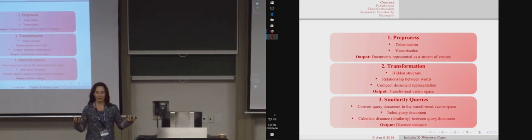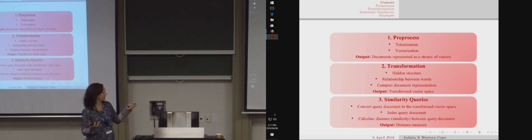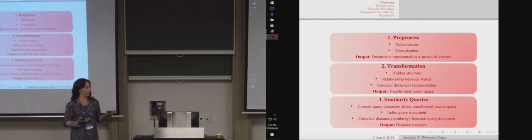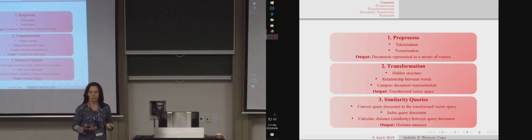So once we have our documents represented as a stream of vectors, then we can look at transformations. And this is where we want to find the hidden structure of the documents. We want to understand the relationship between the words in our corpus. And we want a compact document representation. So we want to go from a high-dimensional space of document representation to a compact space of document representation, like clustering or dimensionality reduction. And then once we have that transformed vector space, then we can look at similarity queries.